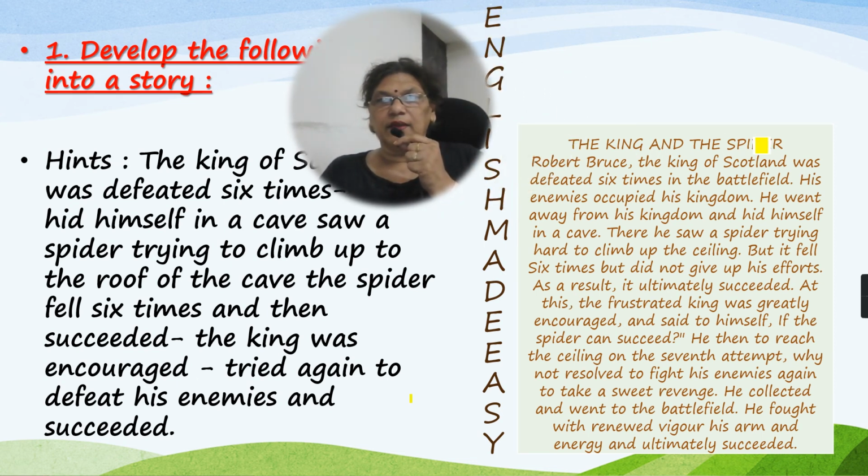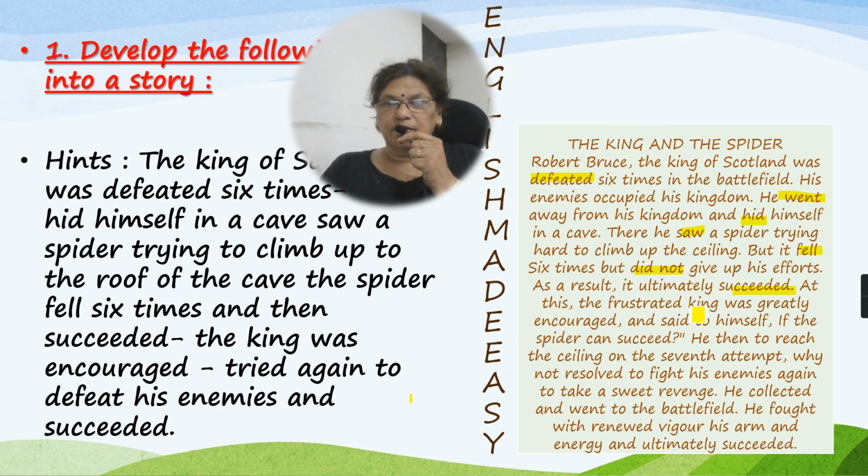Now this is the topic, the king and the spider. ये आपका इसका title हो गया. Then Robert Bruce, the king of Scotland, was defeated 6 times in the battlefield. His enemies occupied his kingdom. He went away. मेरा जो आपको इसको रीड करने का और आपको ये दिखाने का मतलब है वो ये है कि you should understand that we are using everywhere past form of all the verbs. Okay, hid himself. There he saw. Then it fell 6 times. Again, past form.